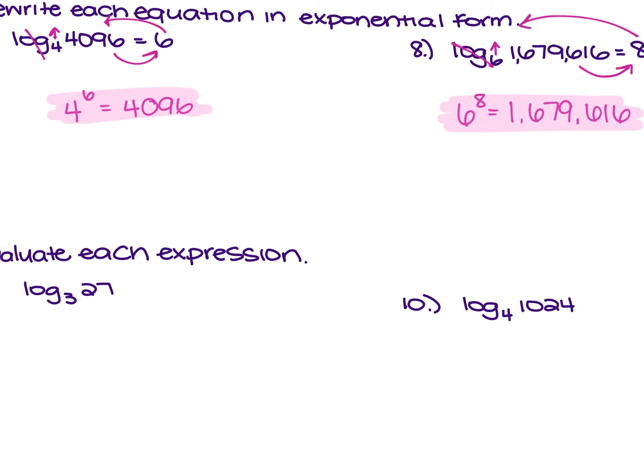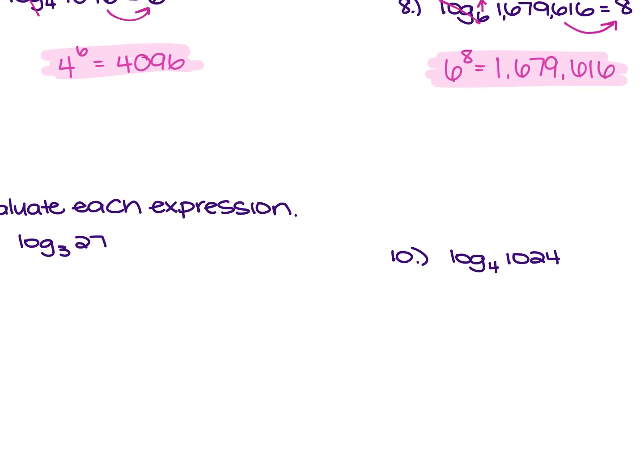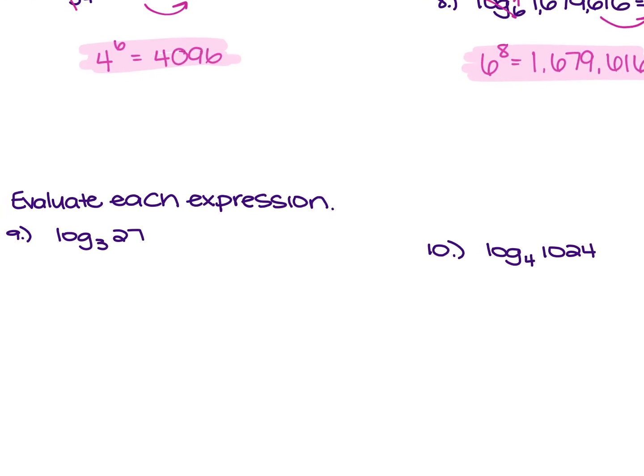Our next section, we're just evaluating each of these expressions. For number 9, we have log 3 of 27. So this is asking us 3 to what power is equal to 27. So if we remember from the first part, as long as your base is the same, you can cancel out the bases and you'll just have your powers left over. So 27 is the same thing as 3 to the 3rd power. So if we have 3 to the power of x is equal to 3 to the 3rd power, your 3's cancel, and your log 3 of 27 is just 3.